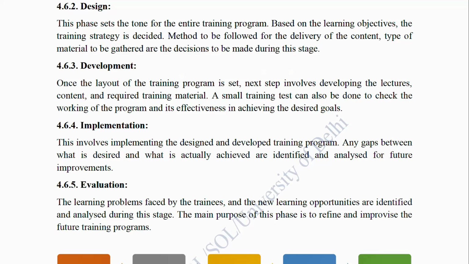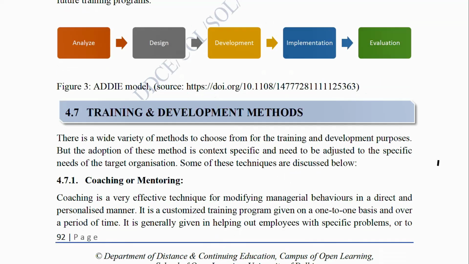4.6.5 Evaluation. The learning problems faced by the trainees and the new learning opportunities are identified and analyzed during this stage. The main purpose of this phase is to refine and improvise the future training programs. Figure 3. It explains the ADDIE model: analyze, design, development, implementation, and evaluation.